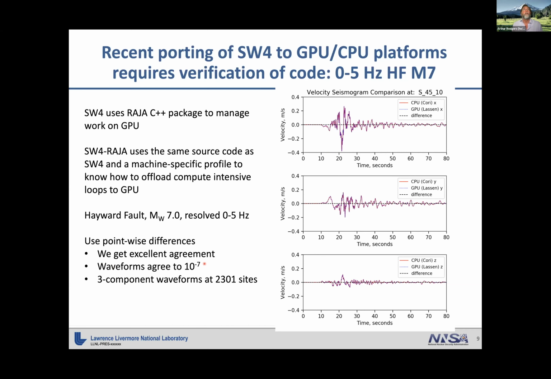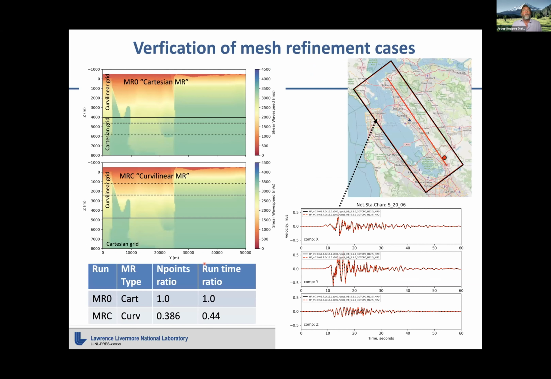So that's an example of just having confidence that now the port from CPU to GPU heterogeneous machines gives us the right answer. More recently, we've been focusing on this curvilinear mesh refinement. In the past, we would have a curvilinear mesh in the top parts of the model, and then refinement of the regular Cartesian domain. Now the Cartesian mesh can be refined closer to the surface, which means as the wave speeds increase with depth, we can have the grid get coarser.